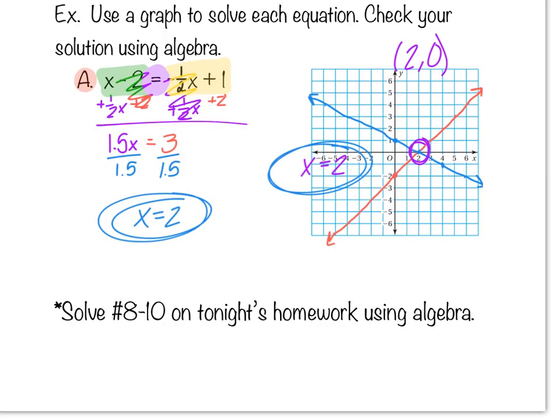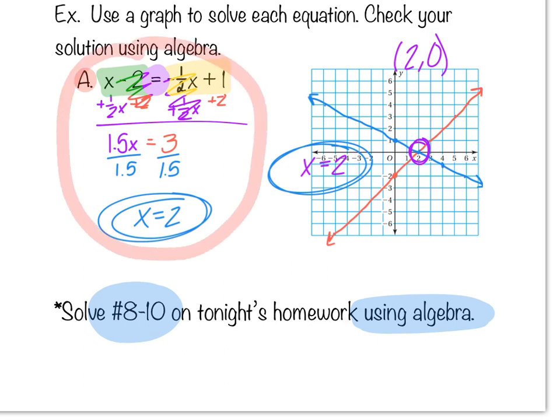Now, all the ones on the 5.4 extension homework you can graph, except on 8 through 10. On 8 through 10, they don't have graphs, so I want you to solve them using algebra because I don't want you making your own graph for those. So solve 8 through 10 on tonight's homework by using algebra, just like I showed you right here the old-fashioned way. So that's good for us to remember how to do that anyways.